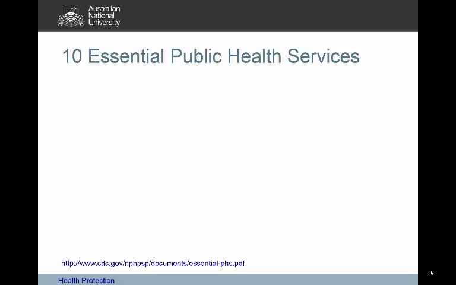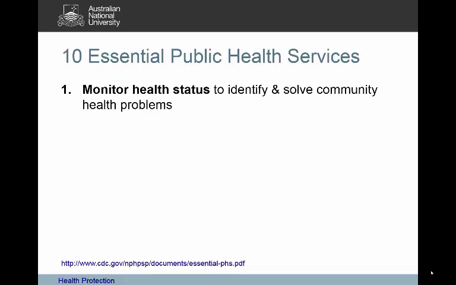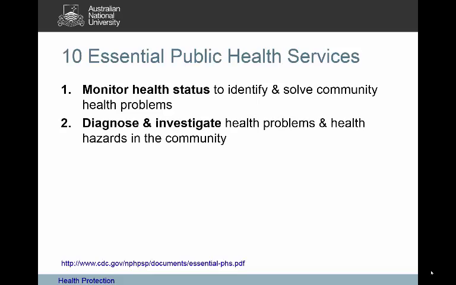And this really covers the entire public health remit. So everything that government does, that non-government organisations do, that industry do that's public health minded, and that academic institutions do. So the first of these is to monitor health status, to identify and solve community health problems. So that might be public health surveillance or something similar to that. Bowel screening is an example.